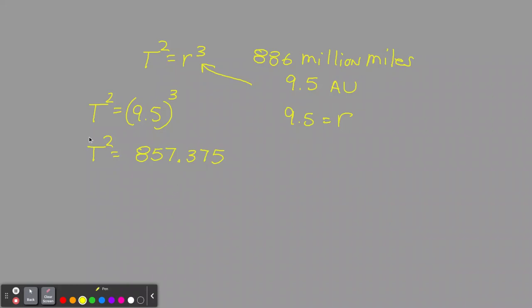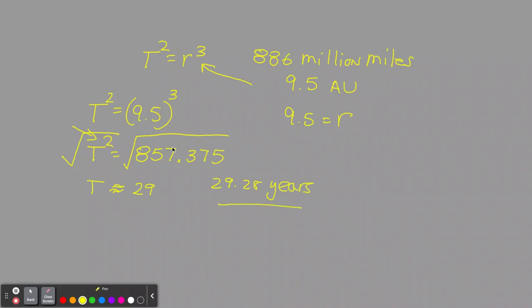So here now we have a 2. We have a square. So how are we going to get a t by square rooting this time? Not cube rooting, square rooting, because it has a 2. And whatever you do to one side, do to the other. So you have to square root 857.375, and you'll get 29 years about. You'll get more than that. You'll get like 29.28 years.